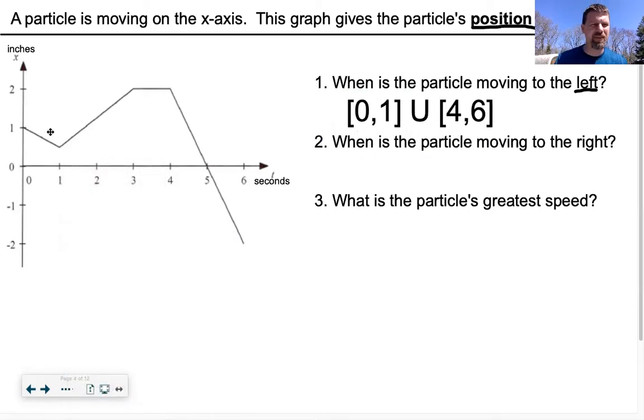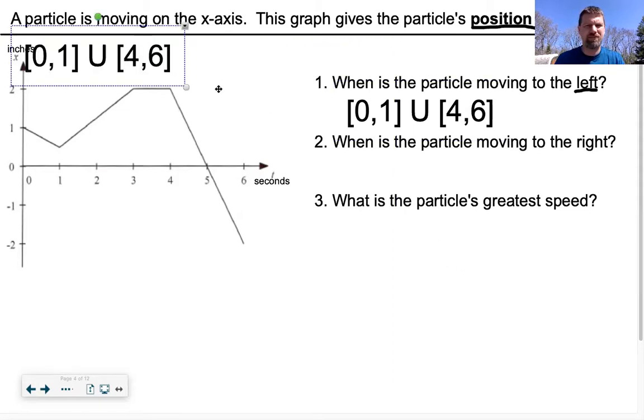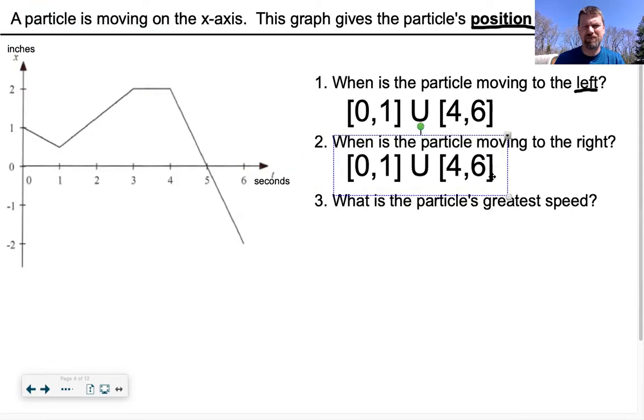All right, going down there. When is it moving to the right? Well, it's moving to the right when your slope is increasing, right? When your velocity is positive. So that'd be from 1 to 3, and that's it. 1 to 3 seconds.